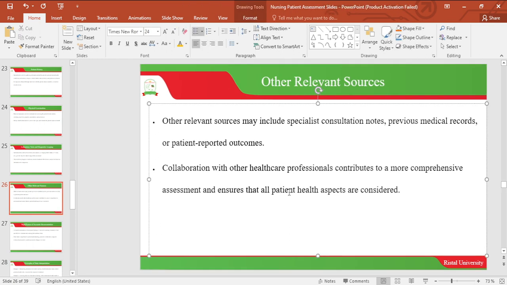Let's look at other relevant sources. Other relevant sources may include specialist consultation notes, previous medical records, or patient reported outcomes. These can also give data concerning the patient. Collaboration with other health professionals contributes to a more comprehensive assessment and ensures that all patient health aspects are considered.